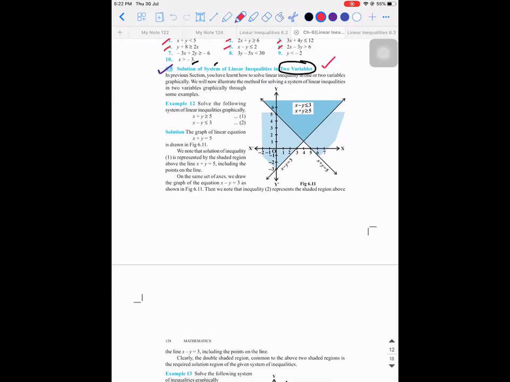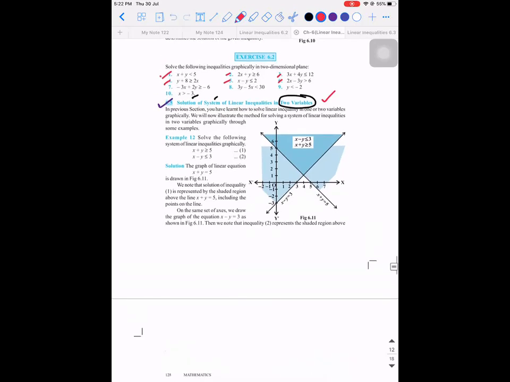Okay. So here, in the previous one you had only one inequality. In this you will have two inequalities which you are about to solve simultaneously. The procedure is still the same. So I directly took an example and I started explaining.